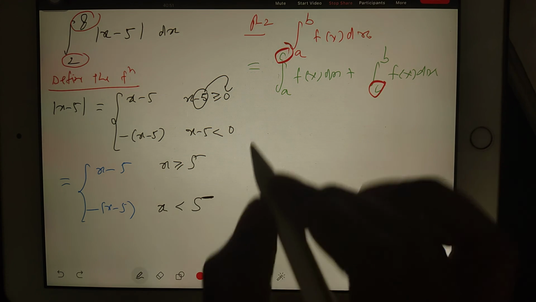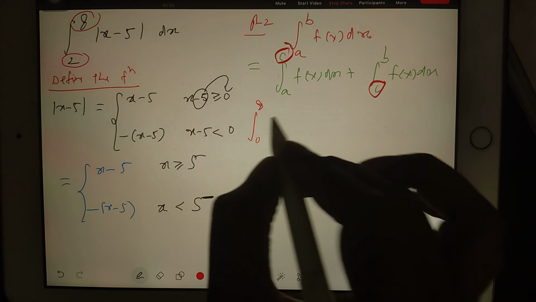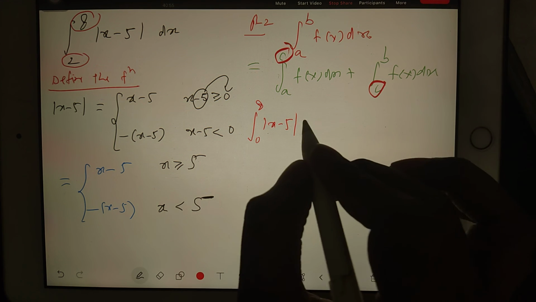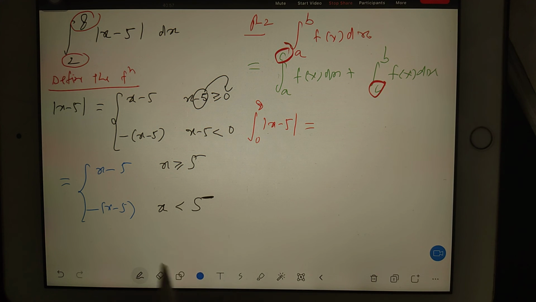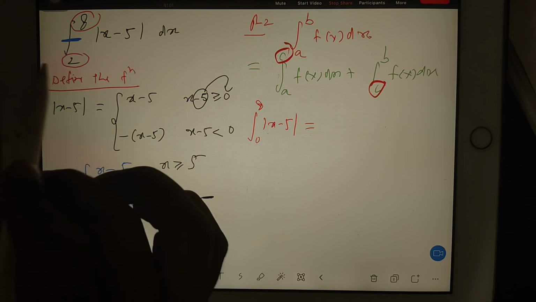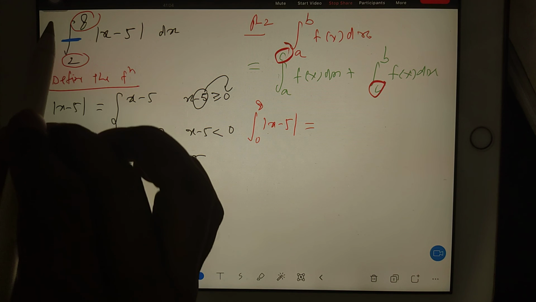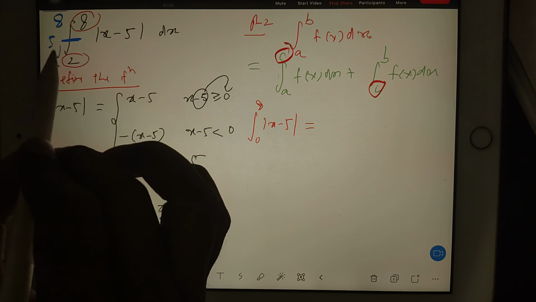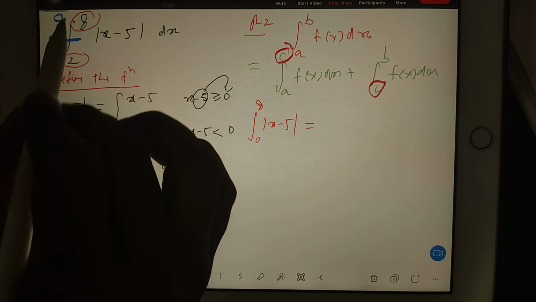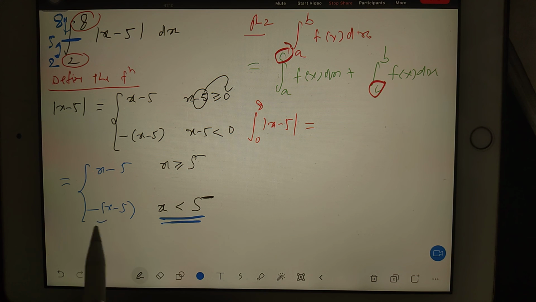So how will you break the integration? Now 2 to 8 mod of x minus 5 you will break as, see, 2 is here, right? So from 2, 5 will come, then 8 will come. So 2 to 5 is less than 5, and 5 to 8 is more than 5. So for less than 5 you will be using this function.